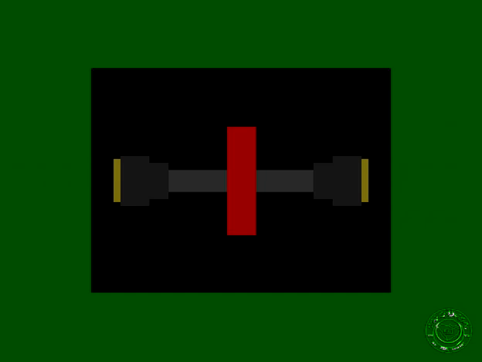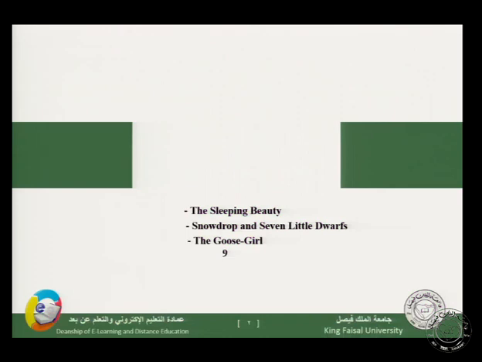The first one is the Sleeping Beauty. Second is Snowdrop and Seven Little Dwarfs. Third is the Goose Girl.